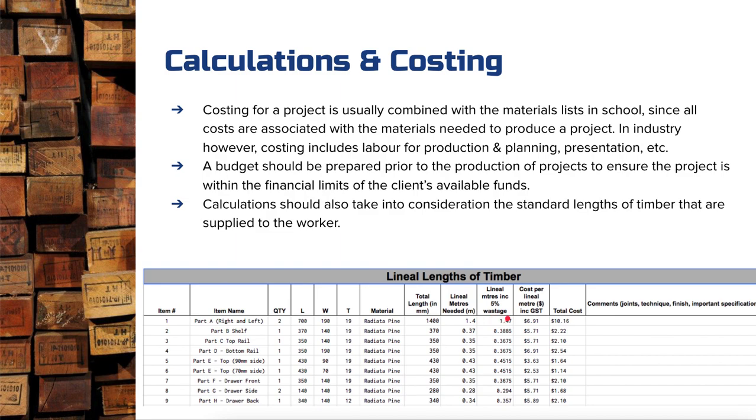Once we know the amount of timber we're going to order, instead of ordering the 1.4, I'm probably going to be rounding up to about 1.5. It's a bit of a standard length, and it gives me the opportunity to account for the wastage. I then multiply how much it costs per meter by how many meters I need to get my total cost of that piece.